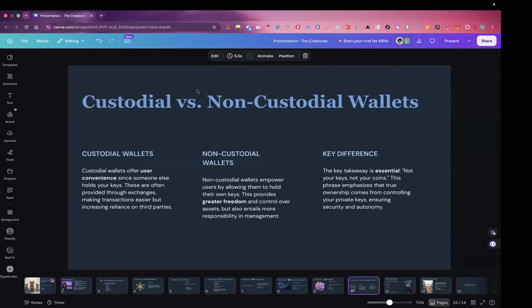That's security, scalability, and decentralization. And the blockchain trilemma states that you can only achieve two out of these three. So in the case of Ethereum, it has prioritized security and decentralization.